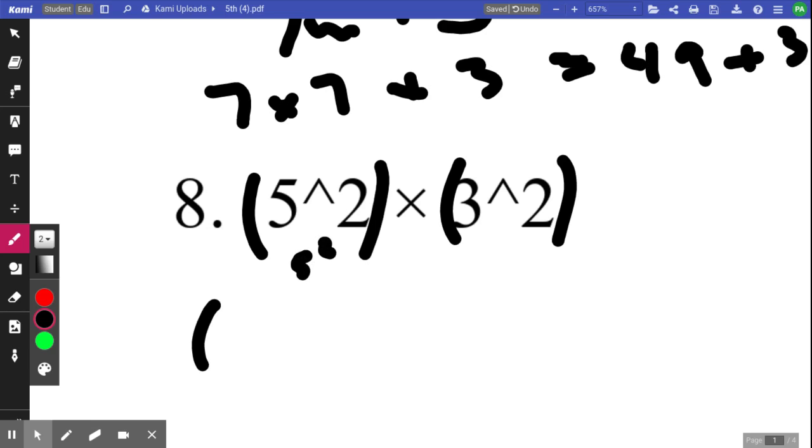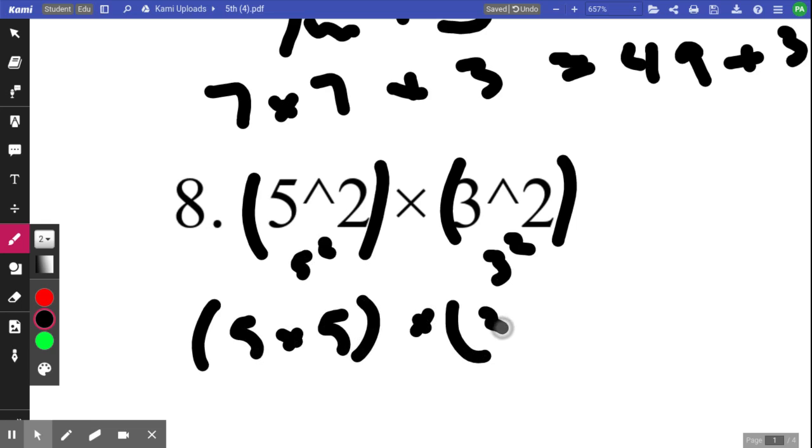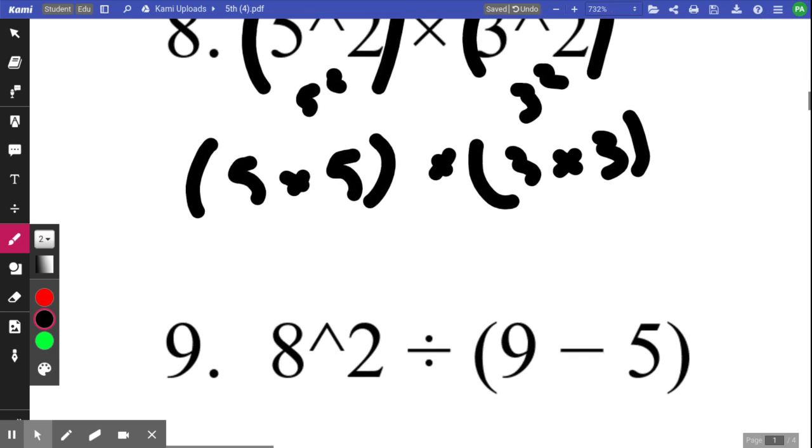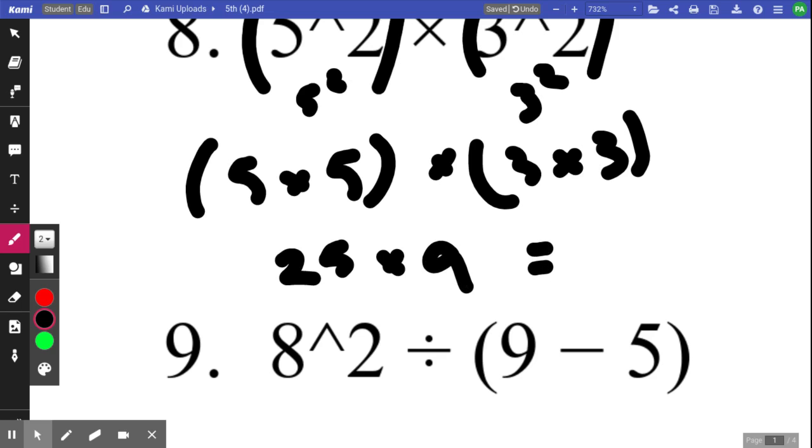So 5 squared and 3 squared. 5 times 5, and then multiplied by 3 times 3. Left to right, so we're going to solve the left parentheses. 5 times 5 is 25. Multiplied, and then 3 times 3 is 9. And then 25 times 9 is 225.